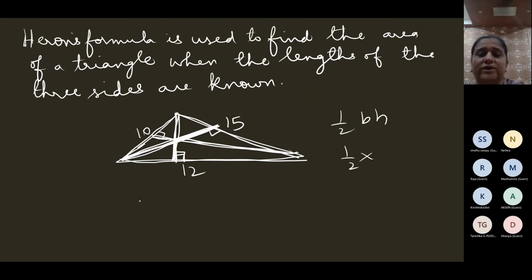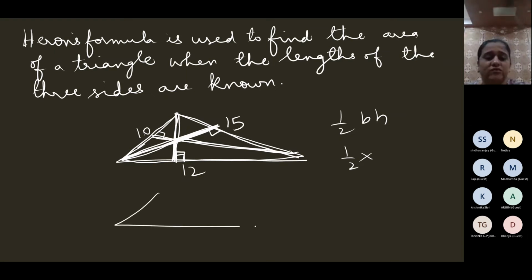So which one to take as the base? Any one of the three sides of the triangle can be taken as the base. You can take 10 as the base, 12 as the base, 15 as the base. Anything can be taken as the base, but you must use the corresponding altitude.